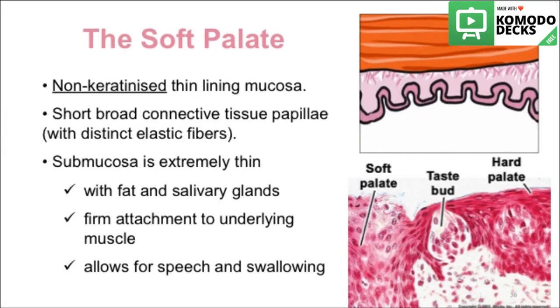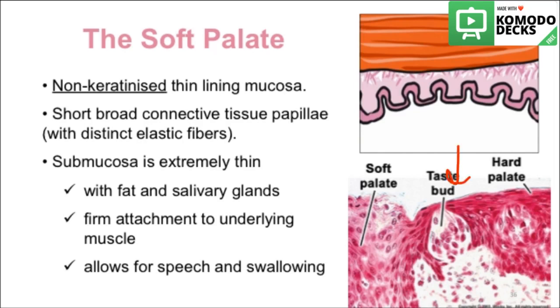The soft palate is a non-keratinized lining mucosa. It has, on the other hand, unlike the hard palate, short, broad connective tissue papillae, as you can see. The submucosa is extremely thin, and it has fat and salivary gland. It has firm attachment to the underlying muscle, and it allows for speech and swallowing.